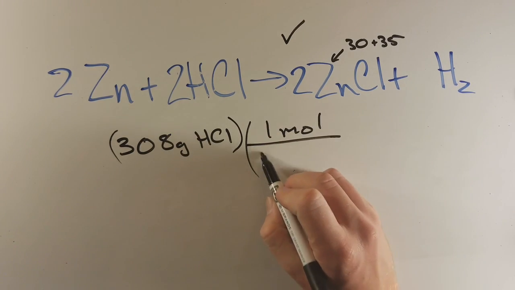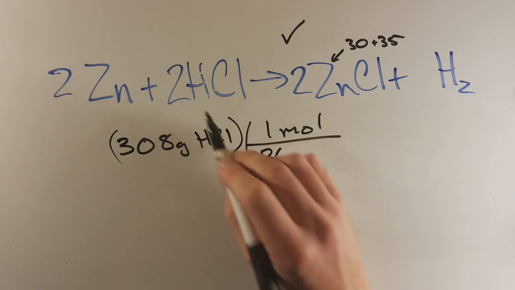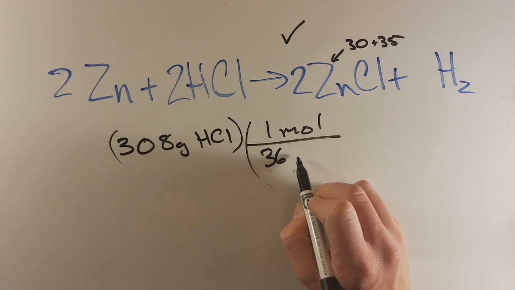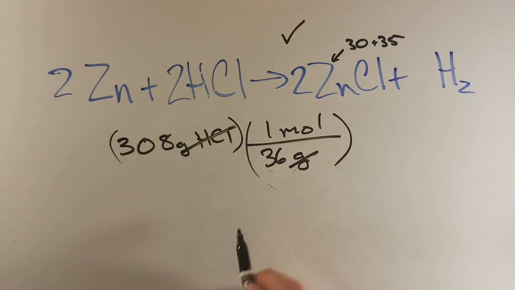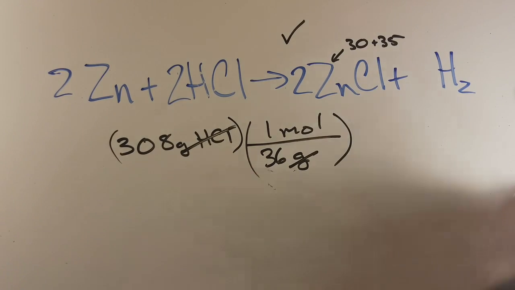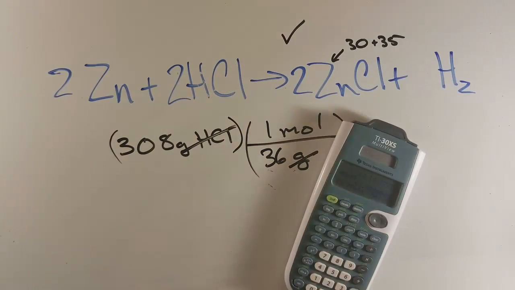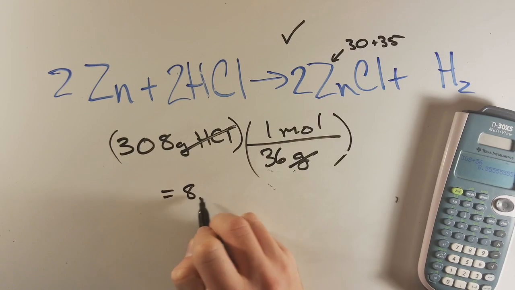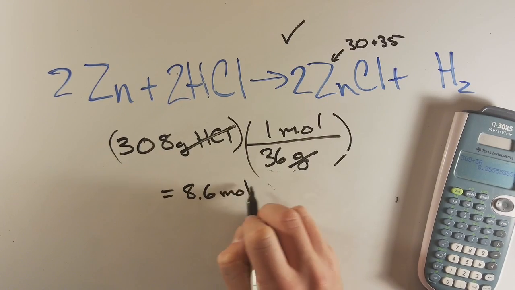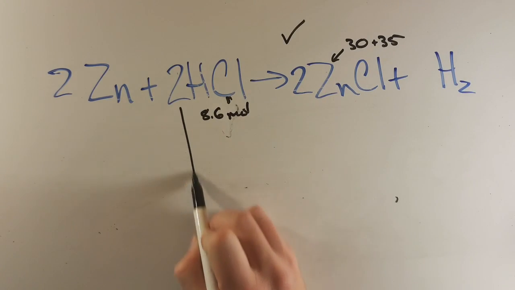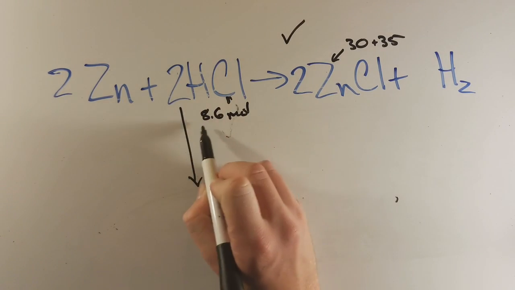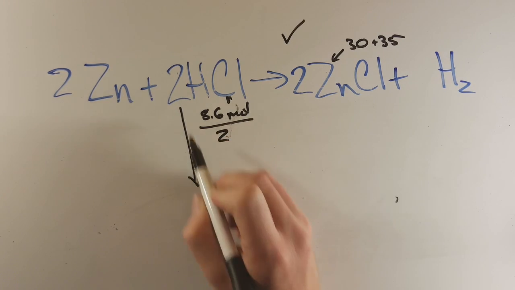HCl, that's 36, because Cl is 35, hydrogen is 1, so that's 36 grams. Cancels. 308 divided by 36, or just round to 8.6 moles of HCl. Okay, so we go down. There's a 2, so we need to divide by 2, that coefficient.